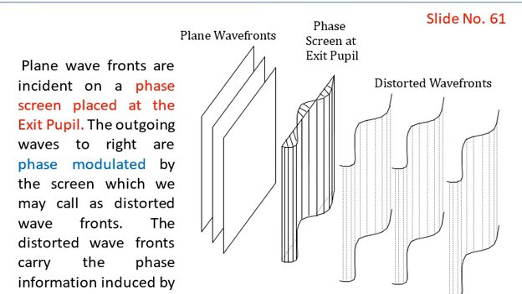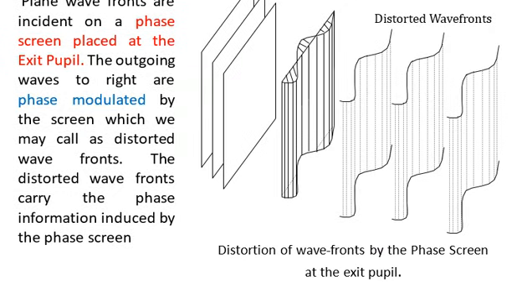And you know that when the plane waves pass through the exit pupil, the distorted wavefronts will appear, as you can see on the right hand side of the phase screen. So you see that these are actually the phase modulated form of the input wavefronts. And the caption is distortion of wavefronts by the phase screen at the exit pupil.